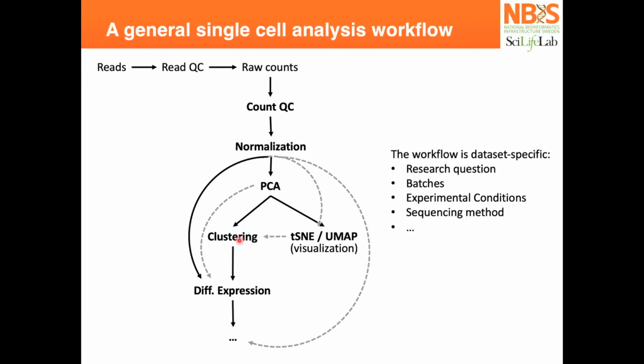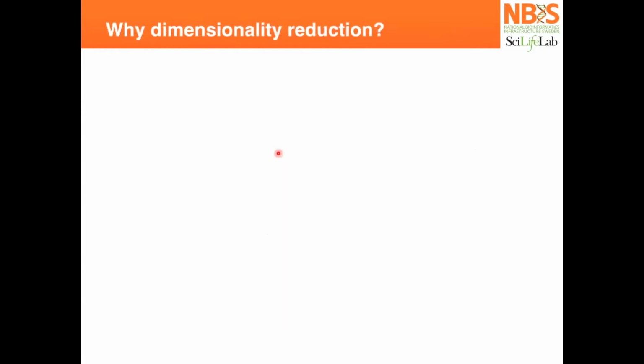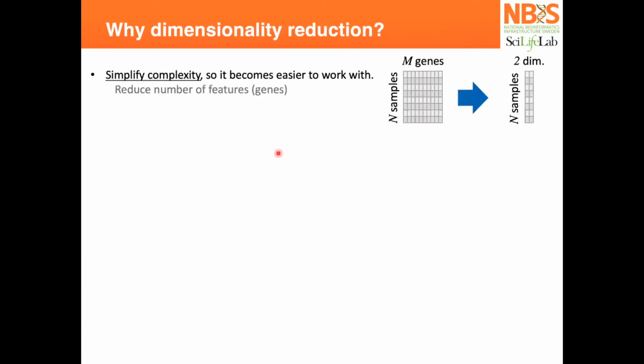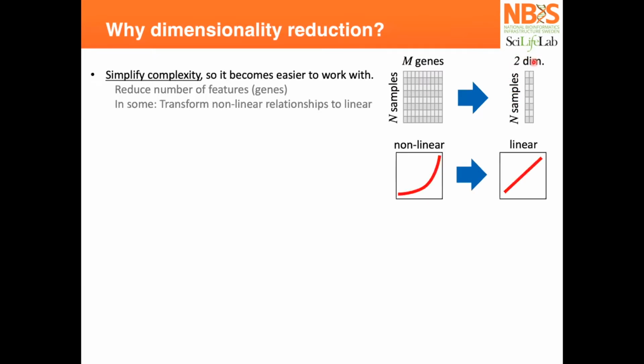You can also do clustering from TSNE and UMAP, or do differential expression or further analysis with the normalized data. But why do we need to do dimensionality reduction? We've seen a little bit before some mentions about PCA. The main idea is to simplify complexity, so it becomes easier to work with. And there are many purposes for that. Imagine that you have your number of samples and n amount of genes, and you want to reduce the dimensions to just 2 dimensions in this case, and that you can use, for example, for visualization.